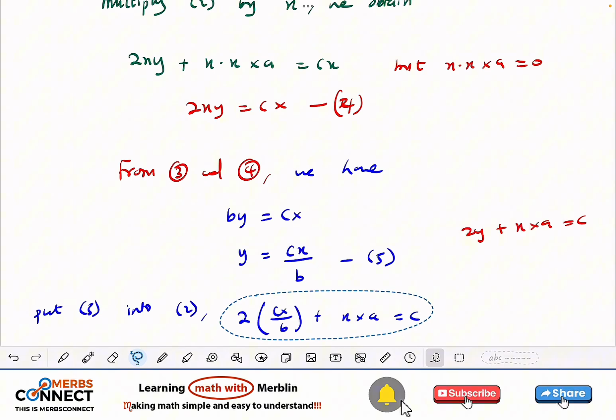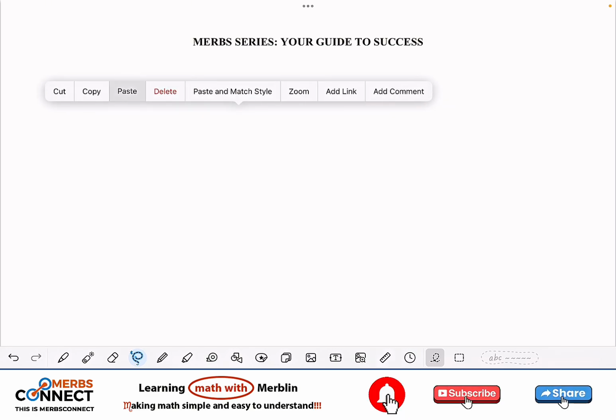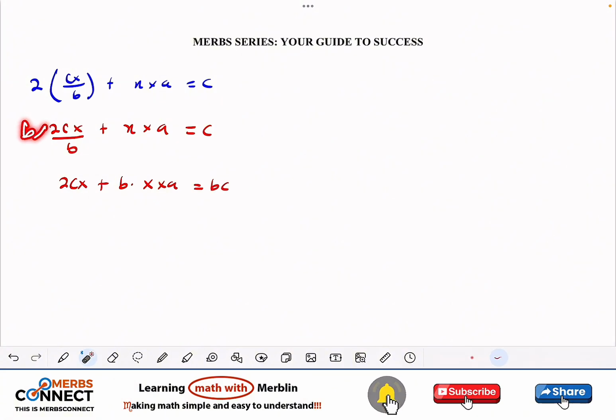So let me copy this to the next page, and then we continue from there. So this is going to give us 2 divided by b plus, is equal to c. I'll multiply through by b because I have this b here. So when I do that, I'm going to have 2cx plus b dot x cross a, which is equal to bc, right? I want to multiply through by b. So this one will cancel this, multiply this one by b, multiply this one also by b. So this is what I'm going to get. Let me write my x well so that it can differentiate from this one.